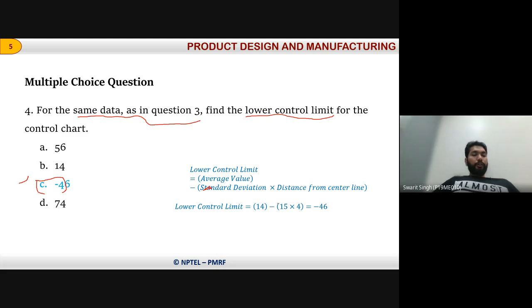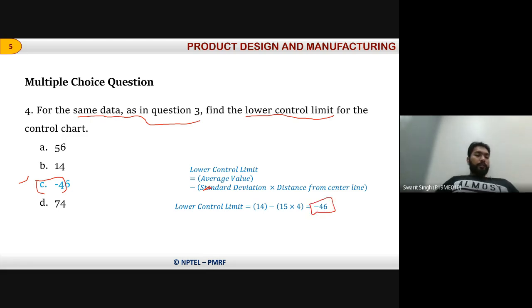Okay, so in upper control limit we are adding these two values. In lower control limit we are subtracting. So by subtracting, 14 minus 15 plus 4, that is 60. So it will be minus 46. So the answer is minus 46.